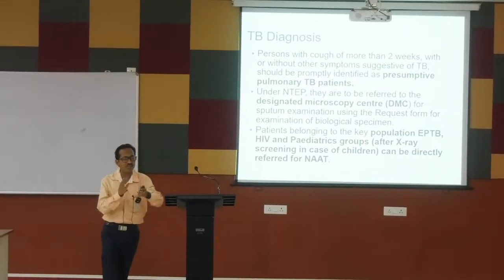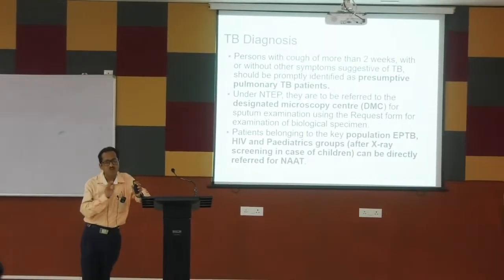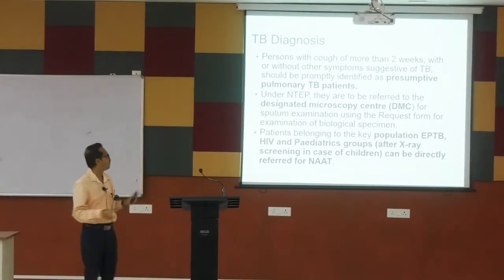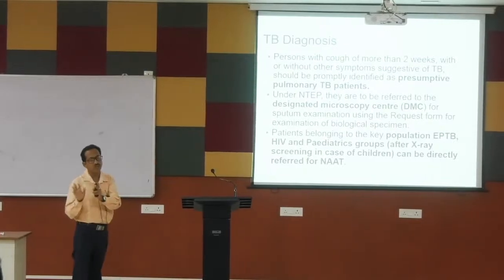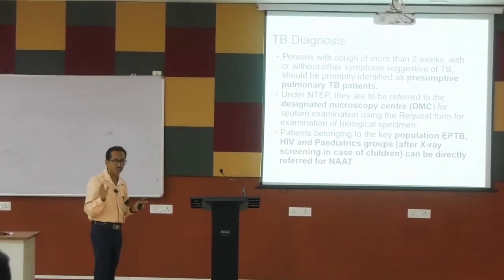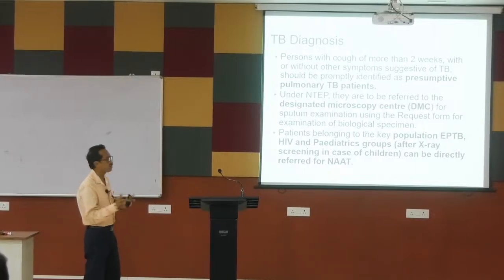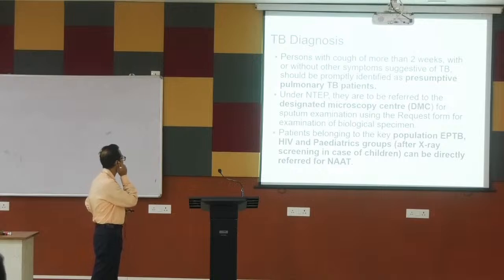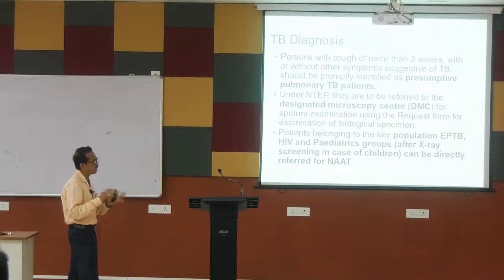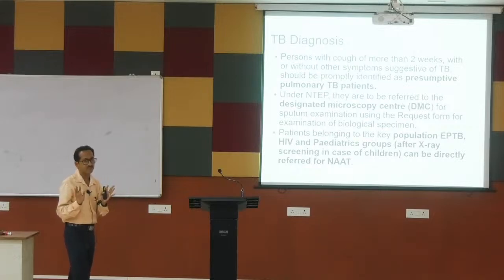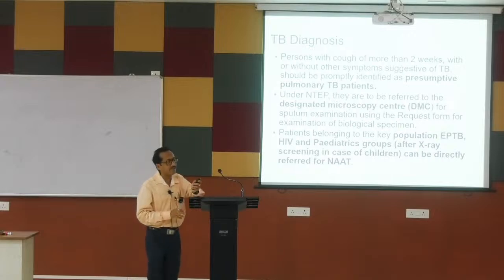Now, in which patient will you prescribe the test for TB? What are the clinical features? A patient will come to you with cough for more than 2 weeks, with or without fever, with or without hemoptysis. Any patient coming to you with cough for more than 2 weeks, tuberculosis should be excluded. So a person with cough for more than 2 weeks is a presumptive pulmonary tuberculosis patient. They are to be referred to a designated microscopy center for sputum examination. And for patients belonging to a key population, when you suspect extrapulmonary tuberculosis, or in HIV or the pediatric age group, go directly to CBNAAT. So this is the second principle: when you get a patient with cough for more than 2 weeks, you exclude tuberculosis.